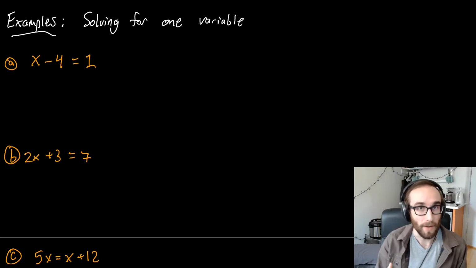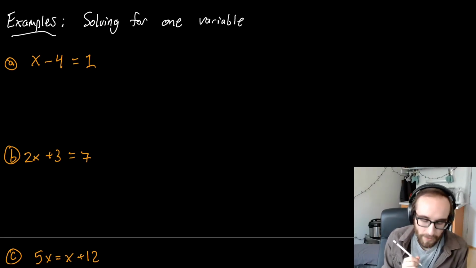Hi everyone. Today we are going to do a few examples or look at a few examples of solving for one variable. So to start off, we'll take a look at a few example equations. First we have x minus 4 equals 1.